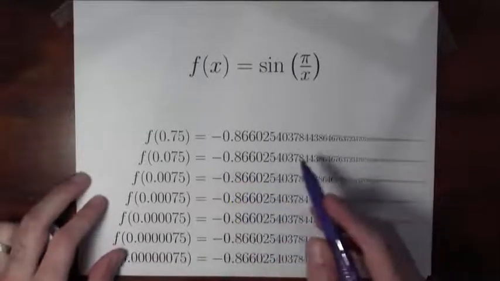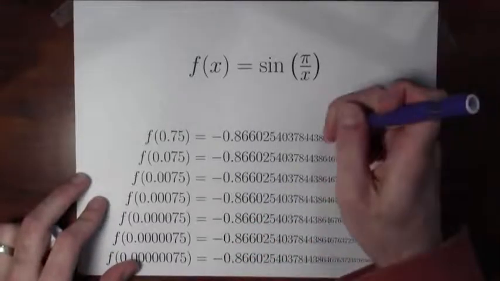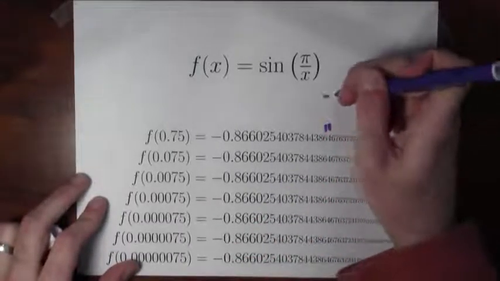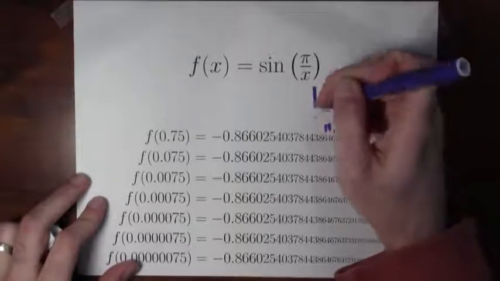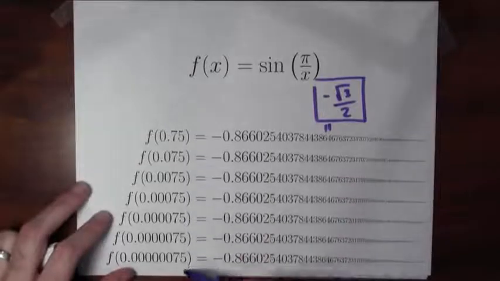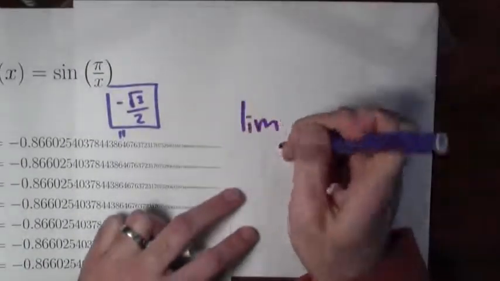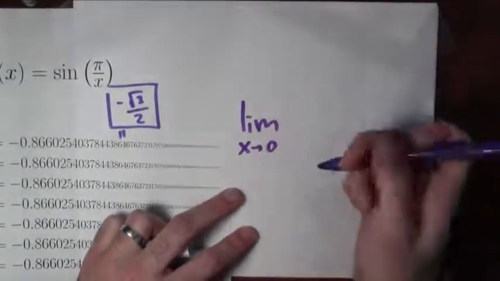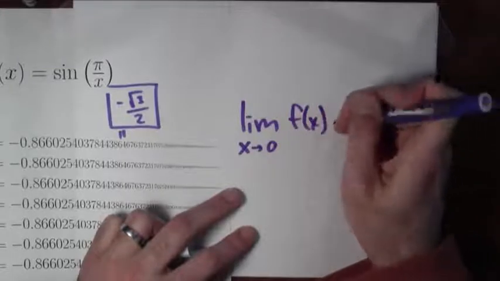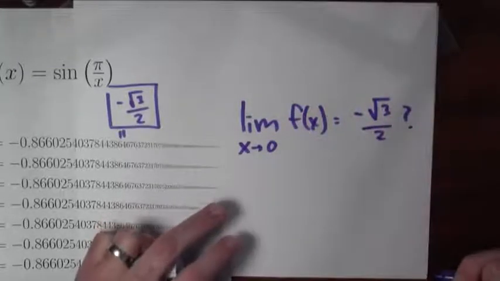Well, what is this number? I mean, 0.8666, this isn't just some sort of random number, right? This is, in fact, negative the square root of 3 over 2. And it looks like this function at all of these points has the same value, negative the square root of 3 over 2. So does that mean that the limit as x approaches 0 of f of x is equal to negative the square root of 3 over 2?